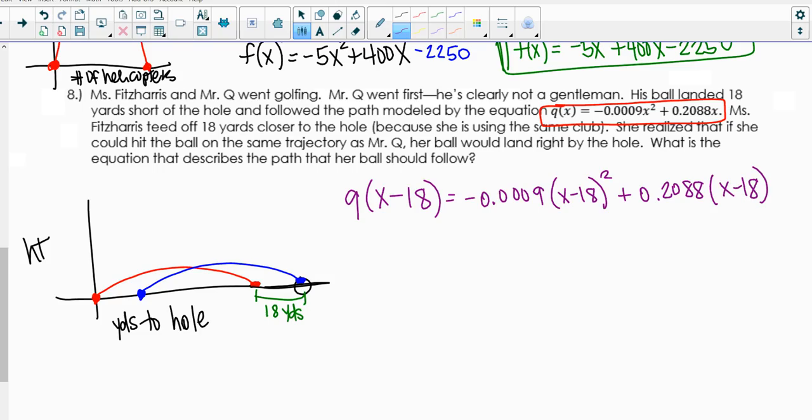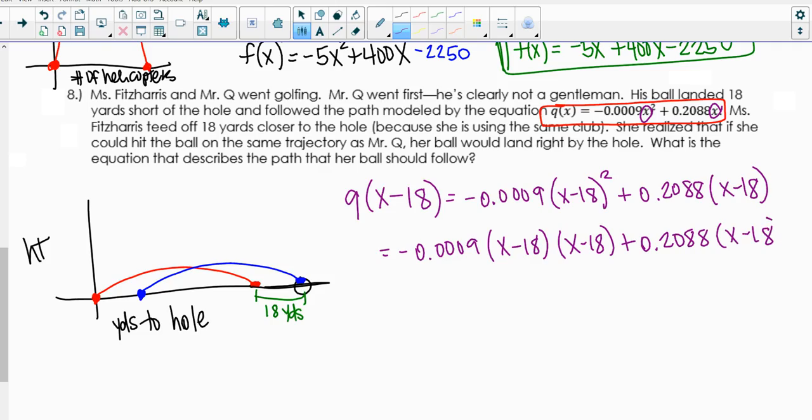Okay. Now, in the last problem, we just added it to the end. Well, we could because that was vertical. It was easy. Vertical, you just add to the end. However, horizontal, you're changing the x. Well, in this case, I have two x's, so I need to make both of these represent the fact that I'm moving it 18 yards to the right. Okay. Just for good practice, let's go through and actually get what that would be. So we have negative 0.0009. Remember, that is x minus 18 times x minus 18 plus 0.2088 times x minus 18, which I'll hold on to for a second.